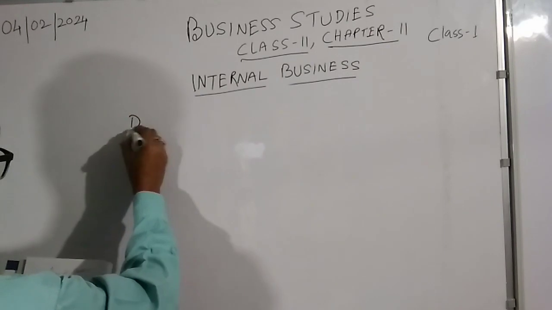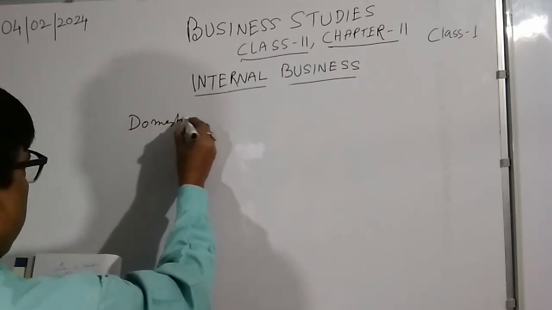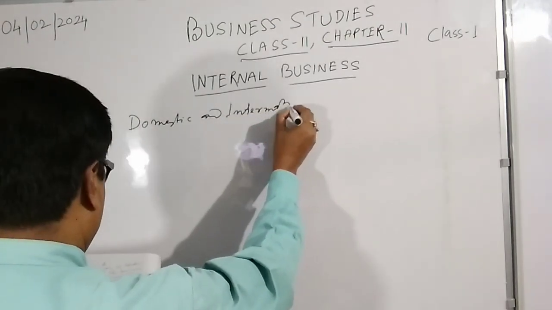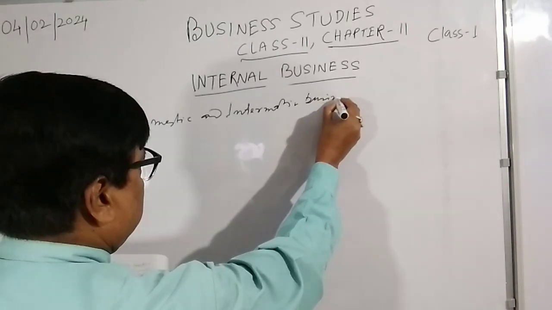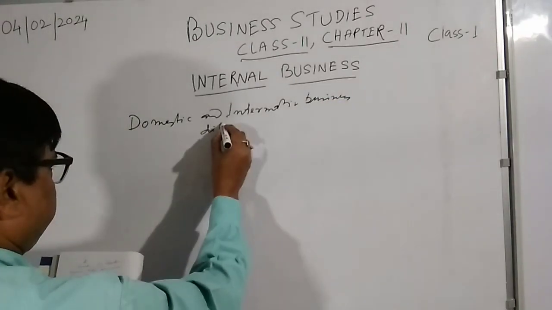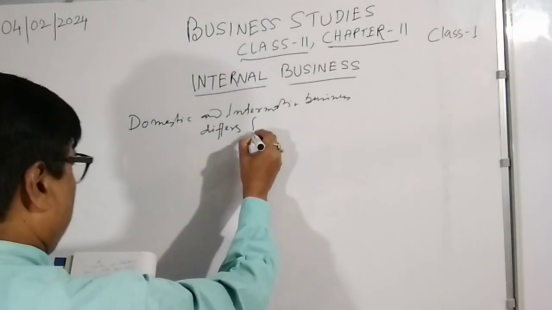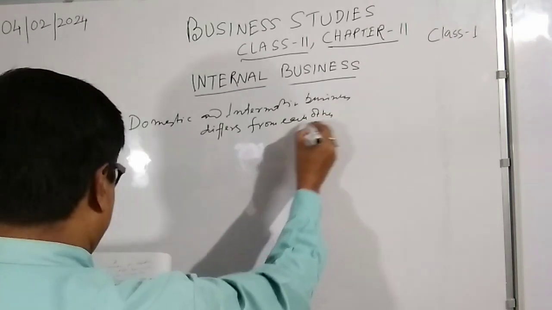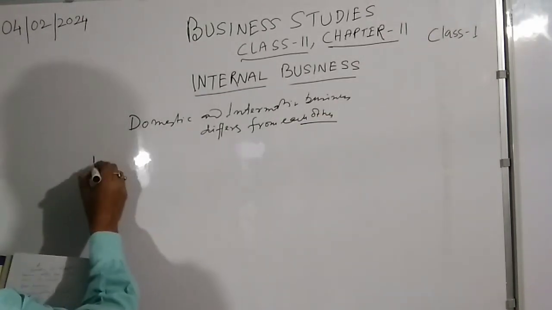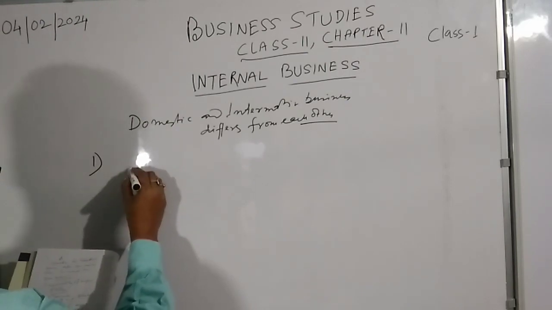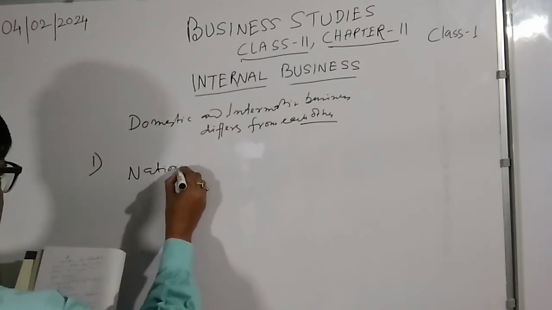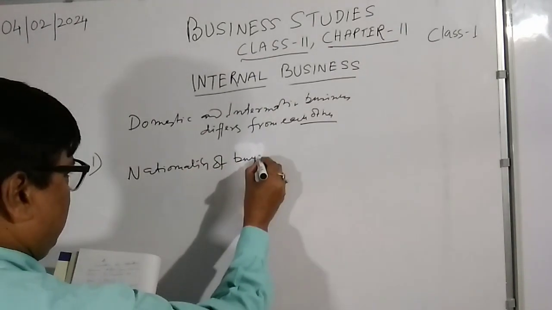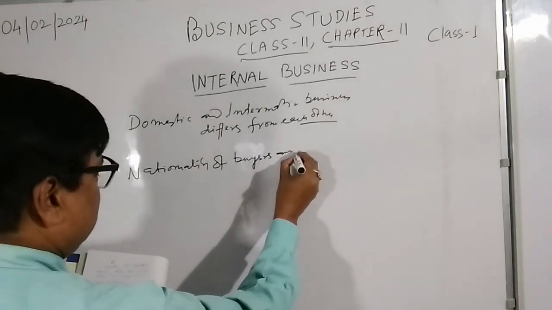See, domestic and international business differ from each other. You know that? Number one, what are the differences? Nationality of buyers and sellers.